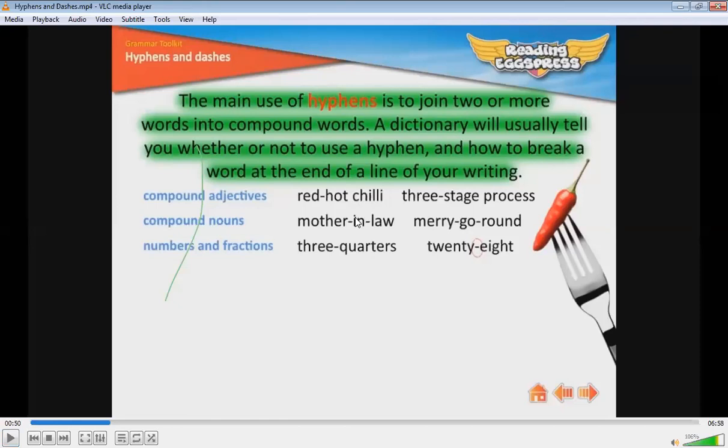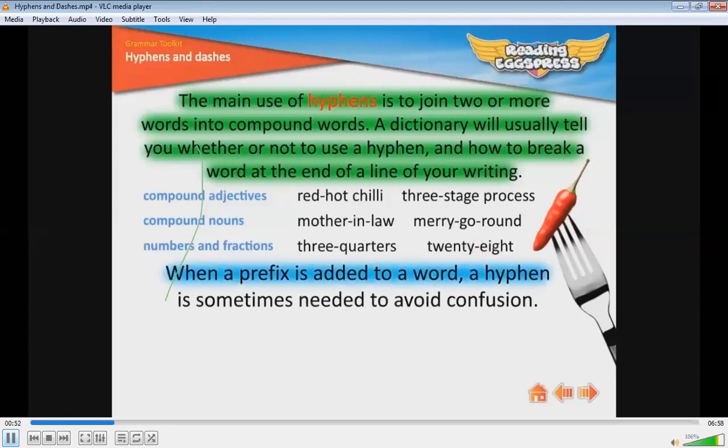You get that? Also, we can use the hyphen when we have compound nouns like mother-in-law, maybe teapot, sometimes it's working, and with numbers and fractions, as you can see, 3/4 or 28. Sometimes you are not using the hyphen with numbers, it's okay. So it can be used or not. You get the idea? I'm talking about numbers.